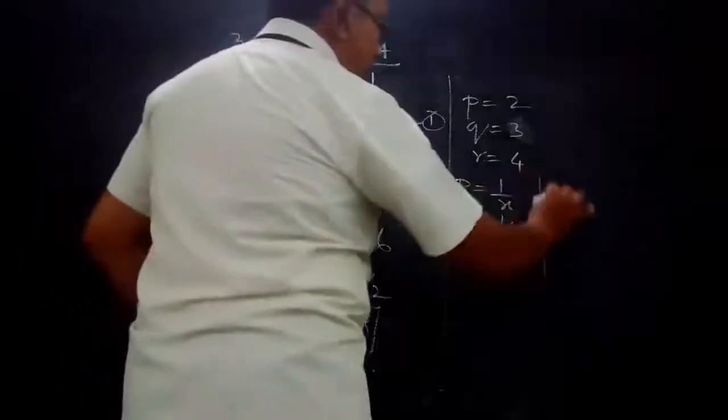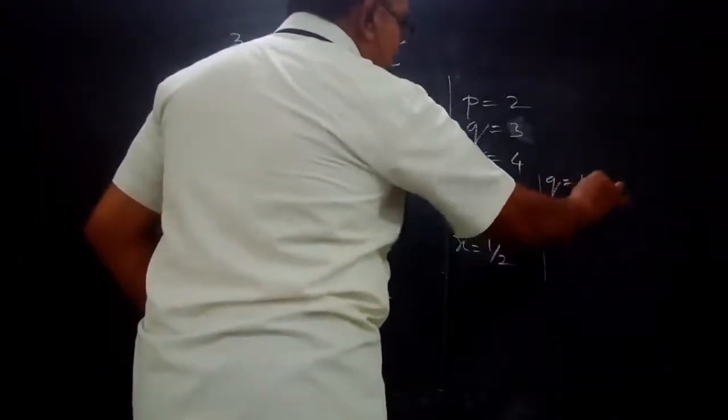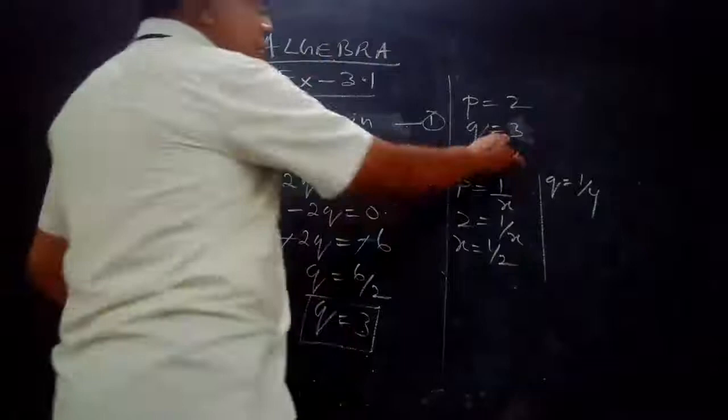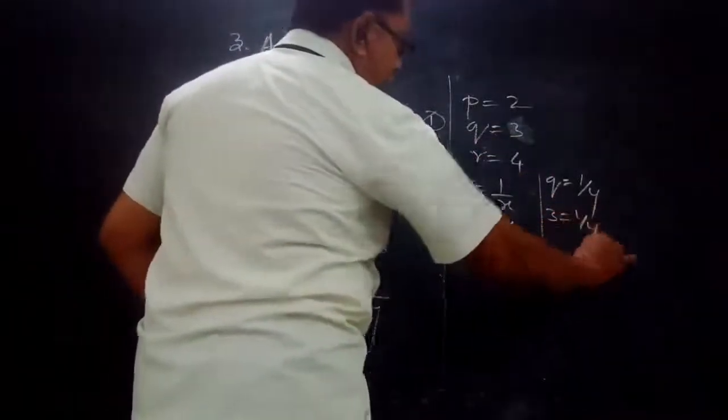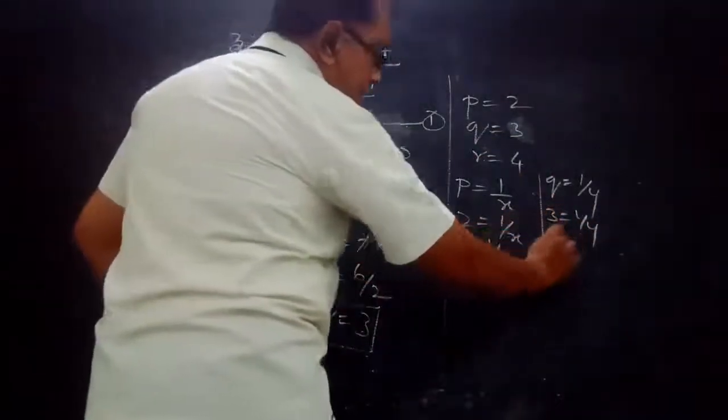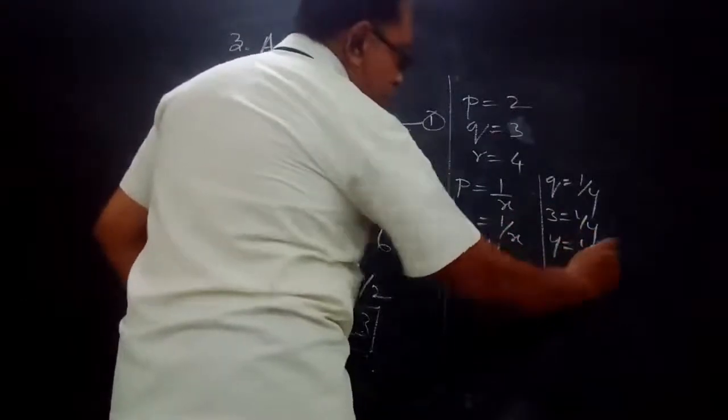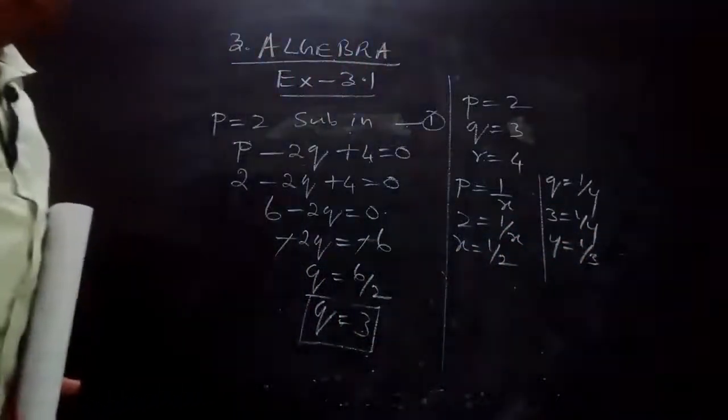Next, q equal to 1 by y. Therefore, q value is the 3. Therefore, 3 equal to 1 by y. I take the y to left hand side and 3 to the right hand side. Therefore, y equal to 1 by 3.